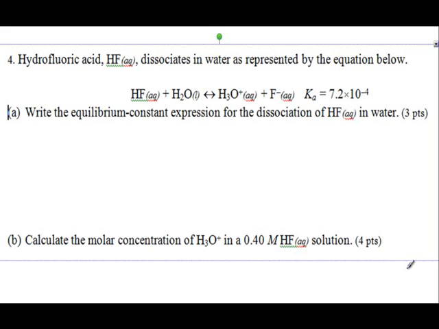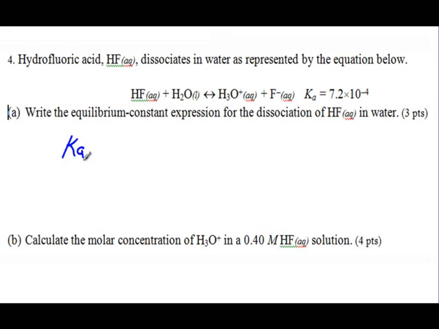Alright, here we are on question number 4. We have HF dissociates in water as represented by the equation below, which gives us a Ka. We want to write the equilibrium constant expression for the dissociation of HF in water. Okay, so equilibrium expressions by now we should be pretty good at, right? We write what our Ka is equal to, and we know it's 7.2 times 10 to the minus 4, so we might as well put that in there.